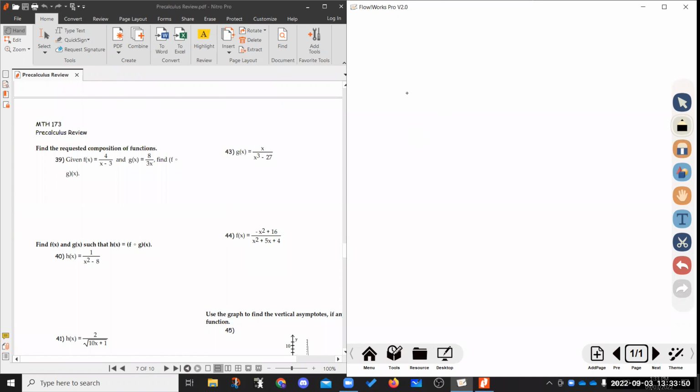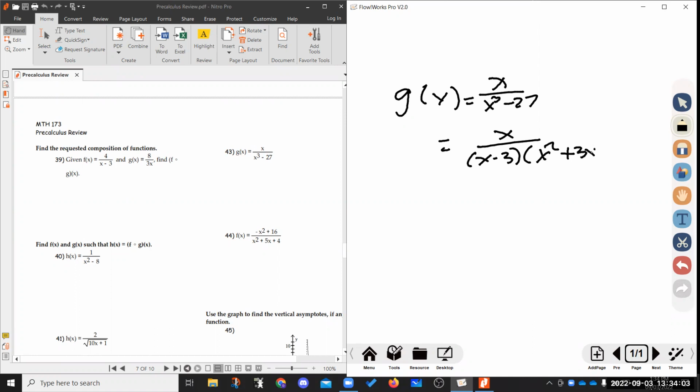Okay, on to 43. G of x is equal to x over x cubed minus 27. That's going to be x over x minus 3 times x squared plus 3x plus 9. This has no real zeros to it, so don't worry about that part. I have a vertical asymptote at x equals 3 from that first factor.